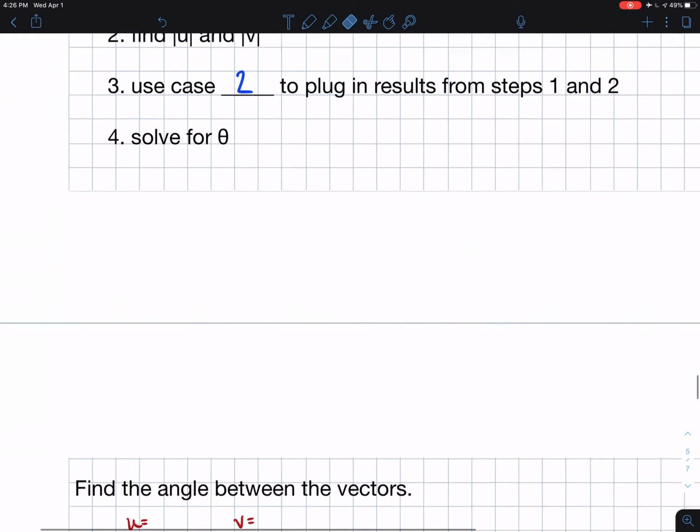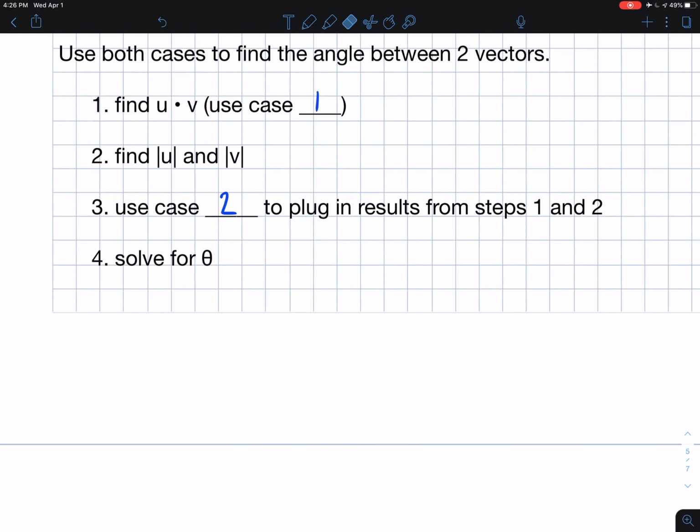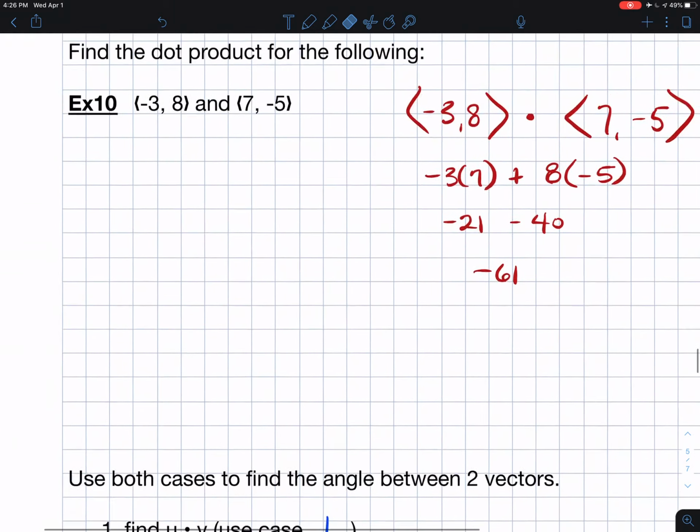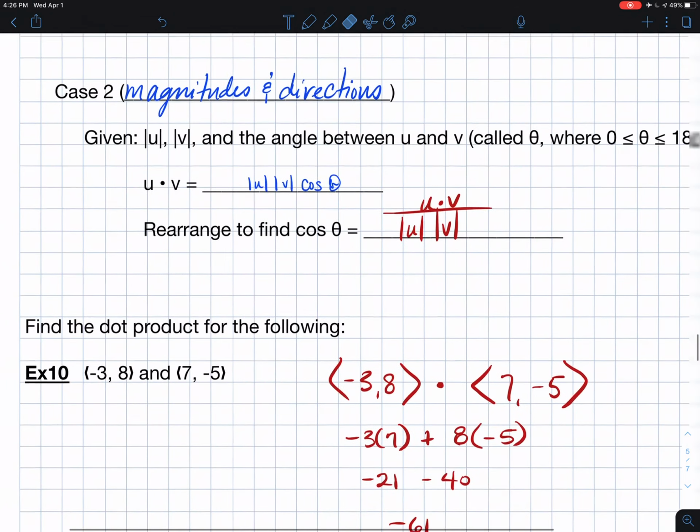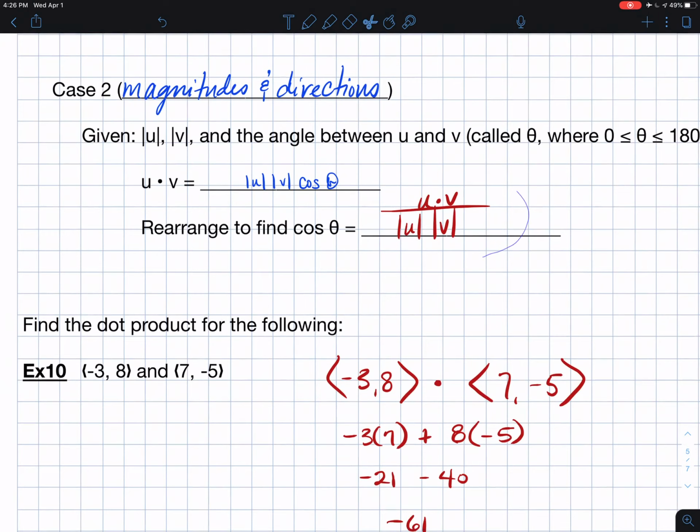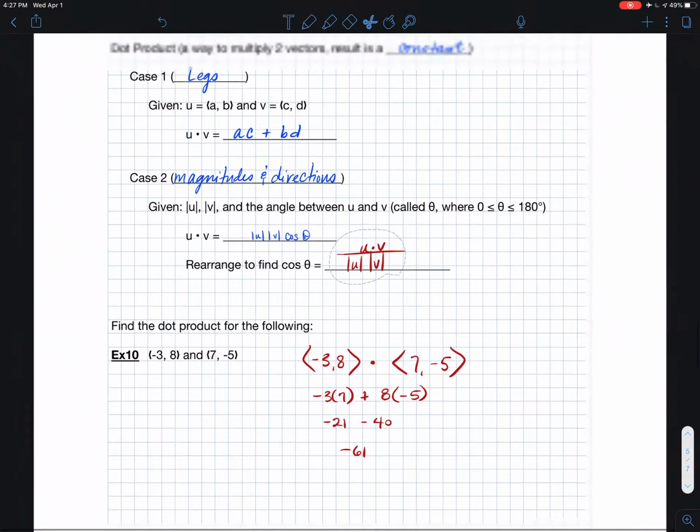All right, let's come back to step number 3. Step number 3 says use case 2 to plug in the results from the last 2 steps. Let's come back up to case 2 and talk about what that means. This is the version of case 2 that we're going to want to use. And so we're going to get cosine of theta. We don't know what theta is. That's what we're trying to find out. But I now have u dot v. That's going to go up on top. And I have both of my magnitudes, which are going to go down on the bottom.